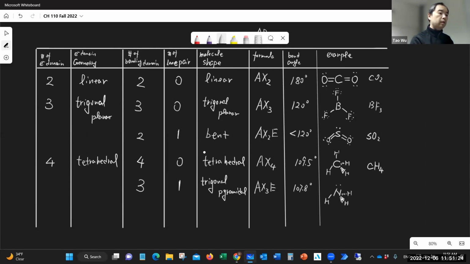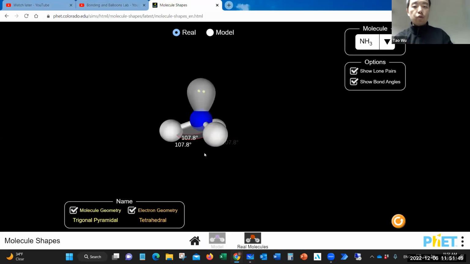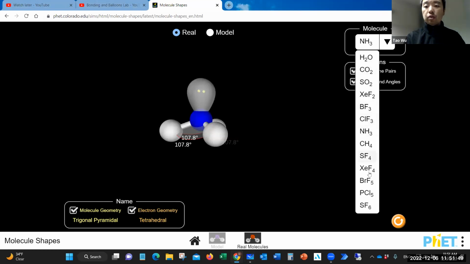So that's ammonia, NH3. And we have one more option. If we have 2 bonding domains and also 2 lone pairs, then let's see what the geometry looks like. The example will be just water.